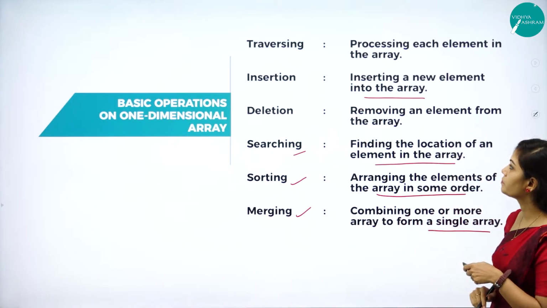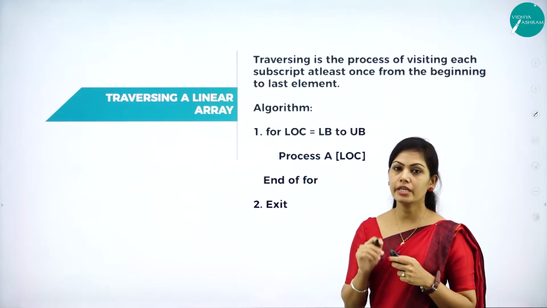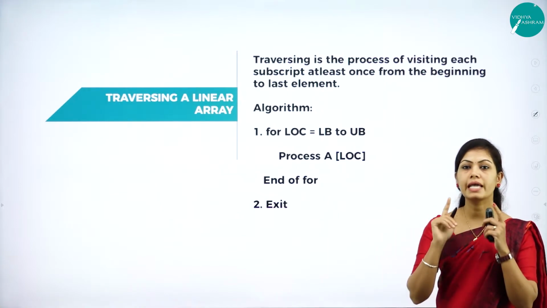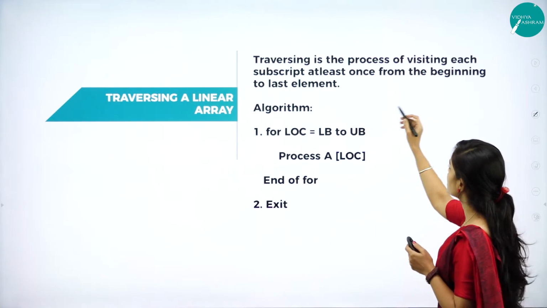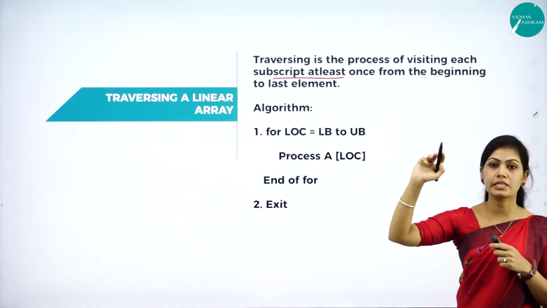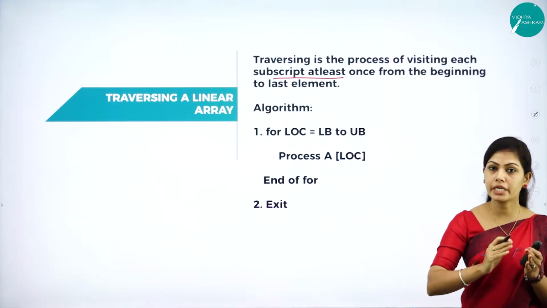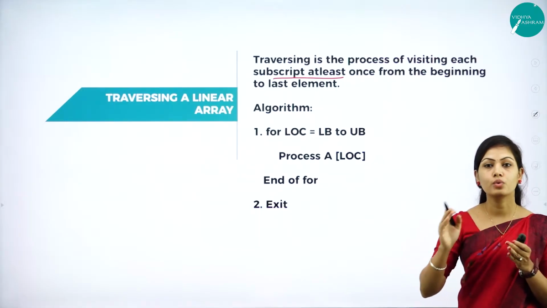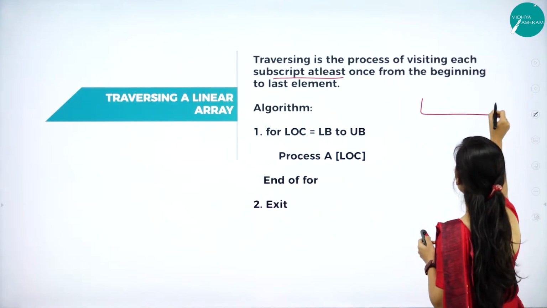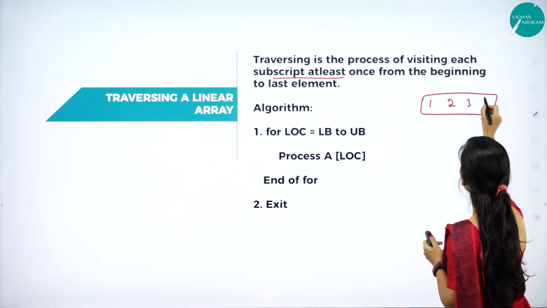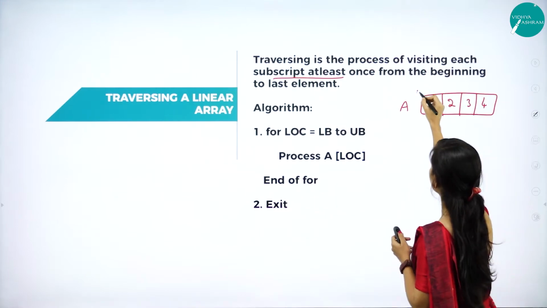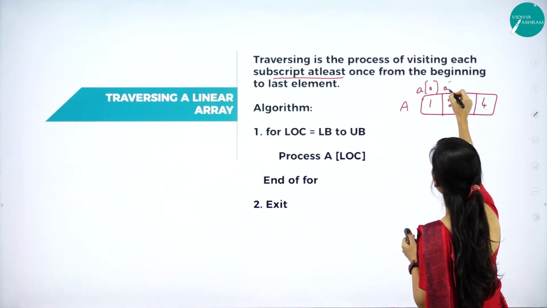So first operation we have traversing, traversing in a linear array. What do you mean by traversing? Visiting each element of the array exactly once. That means traversing is the process of visiting each subscript from the beginning to the last element. One by one from the beginning to the last element of the array we can visit each element. Example, I will take 1, 2, 3, 4. Here we have 4 elements. This is the name of the array. What is the subscript value? It starts from 0 to n minus 1.